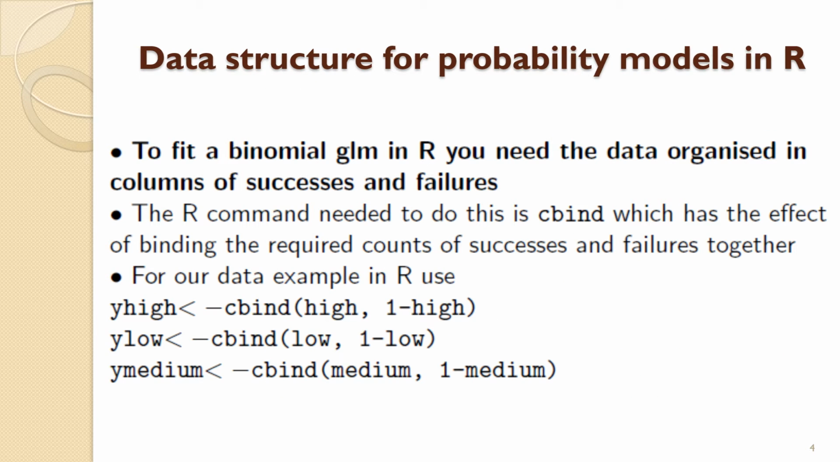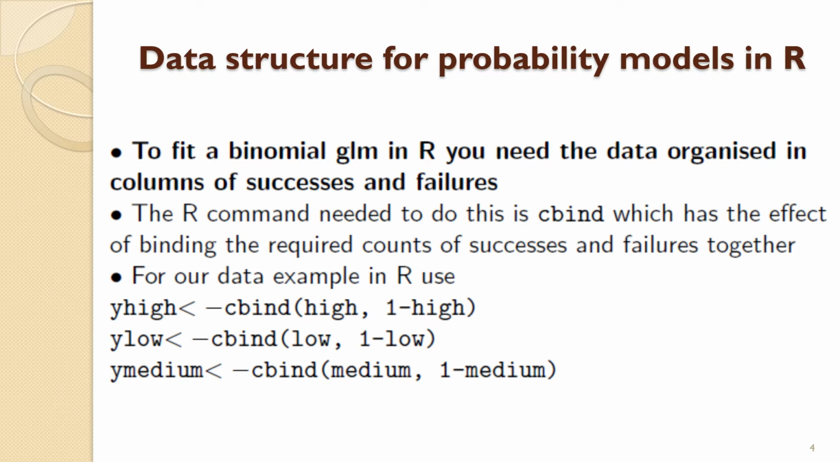So this data structure then is really important to get right in R. This can look harder than it really is when you first see it, but it should become easier with enhanced practice. So in order to fit these probability regression models, a technical term would be a binomial generalized linear model, in R you need the data organized in terms of columns of successes and failures.